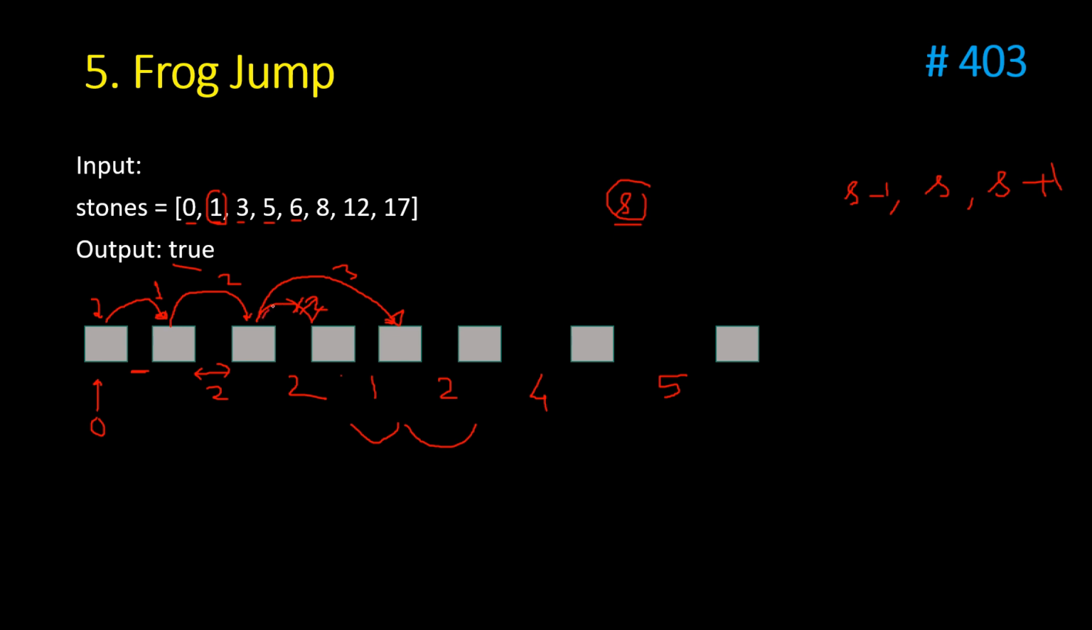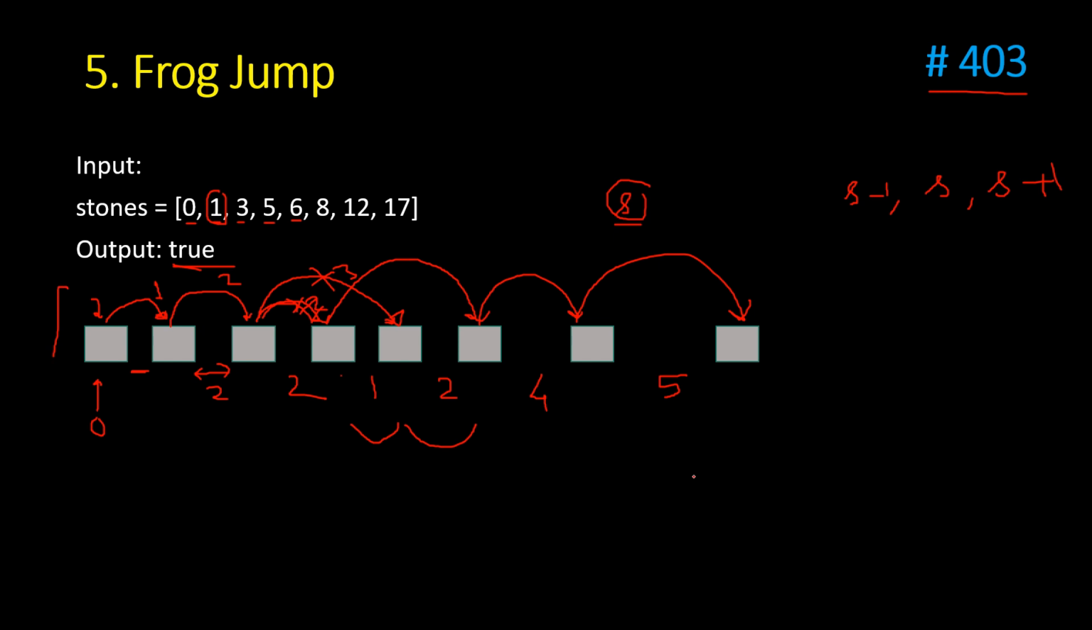Let's say we take a jump of 2 here, and then we take a jump of 3 here, and take a jump of 4 here, and then a jump of 5. So this should be the case, not this one. So in this case it's possible. So it's true. If it was not possible, let's say it was 6 steps behind or anywhere within, then we would return false. So this is LeetCode problem number 403.